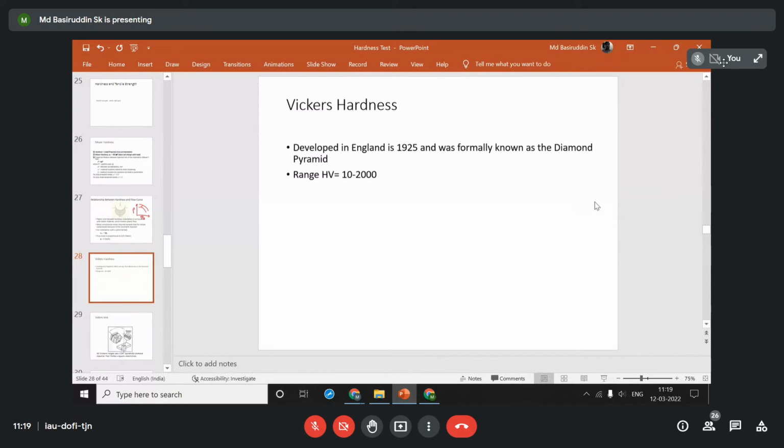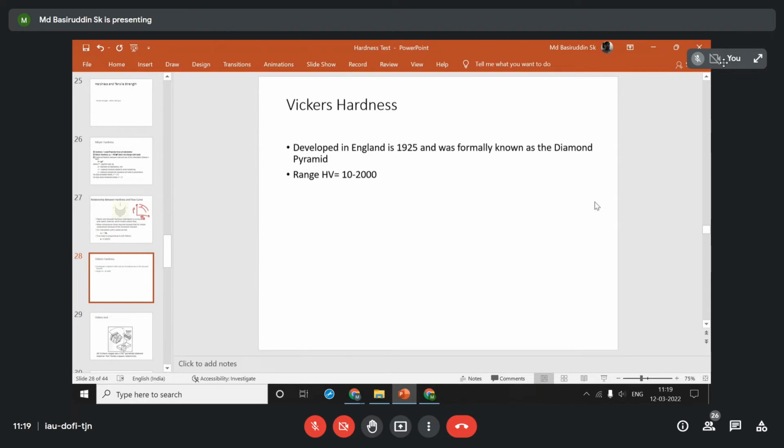Okay, and if we use that particular indenter, then we can get a hardness range that we can represent as HV, which can vary from 10 to 2000. That means a huge range we can cover, from very soft material to very hard material.